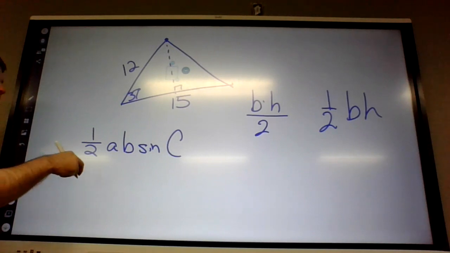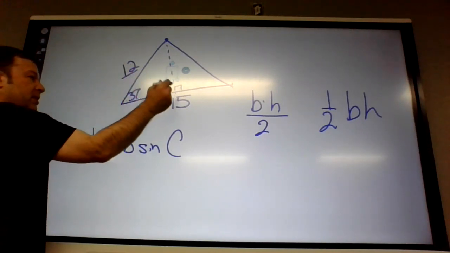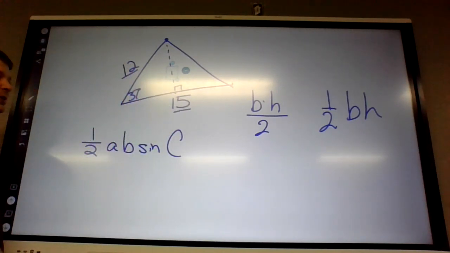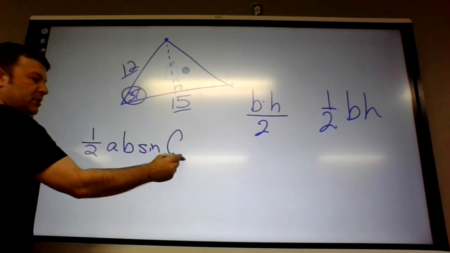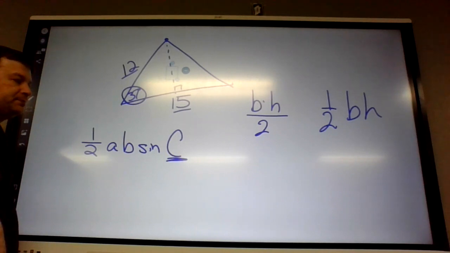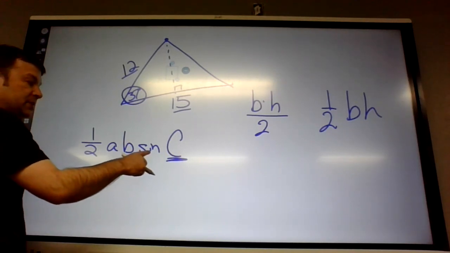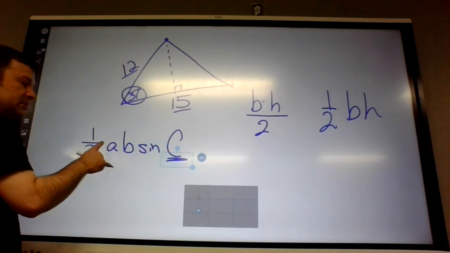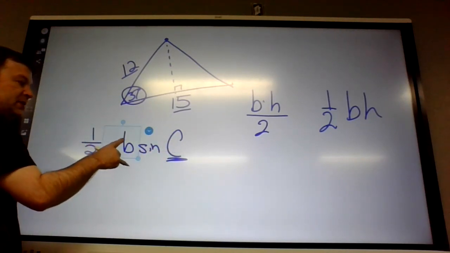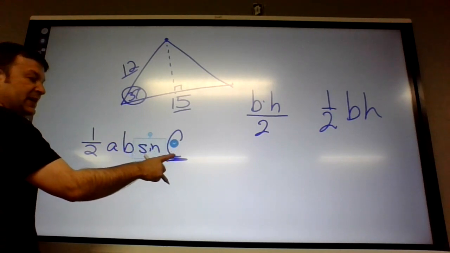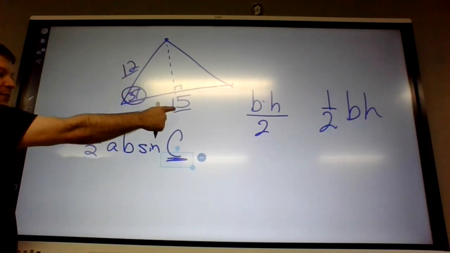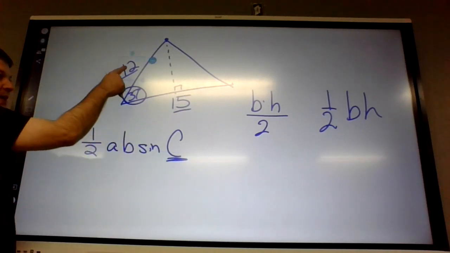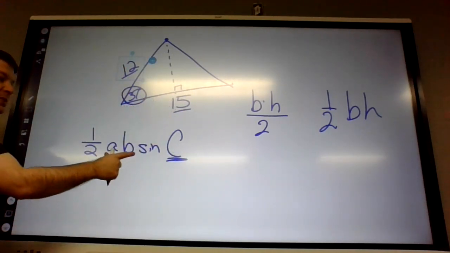That's the formula. So what do I mean by A and B? A and B are the two sides of the triangle that are around the angle, and the angle is always what goes into the trigonometric function. So it's sine of the angle. 1/2 times side times sine of the included angle. So it's always got to be side angle side for this to work. If you have a side angle side, you can use this formula.